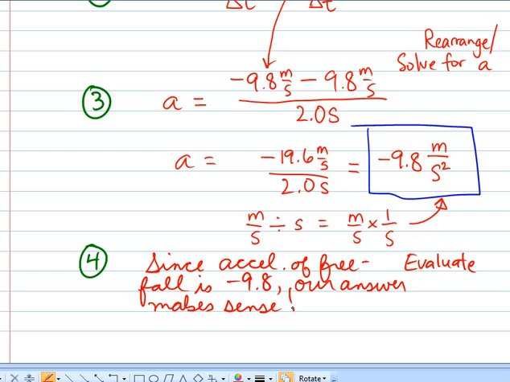And there you have it. There's the basics of how to do a 4-step problem. Now when you watch other videos on how to do different types of things with motion problems and kinematics, I'll be following the 4-step method, at least for a while, so that you can see it multiple times.